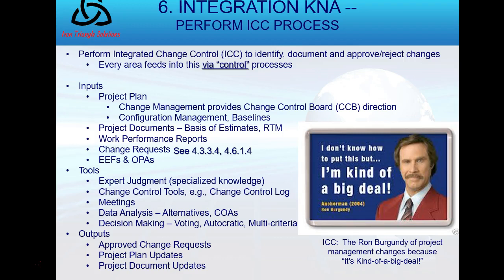As an input, there are work performance reports, which include resource availability, schedule and cost data, earned value reports, and those sort of things. And now I have my change request. That's an input. So from direct and manage project work, an output was a change request. This is where it's an input.